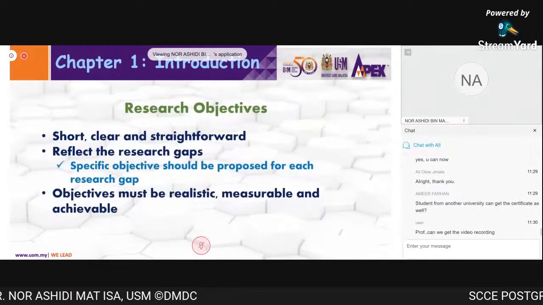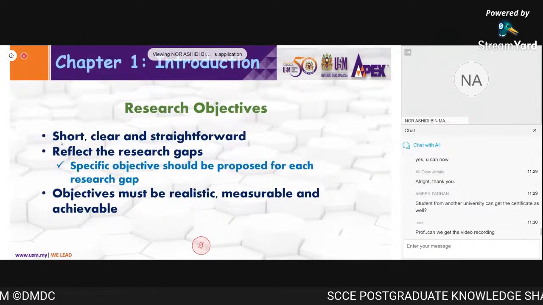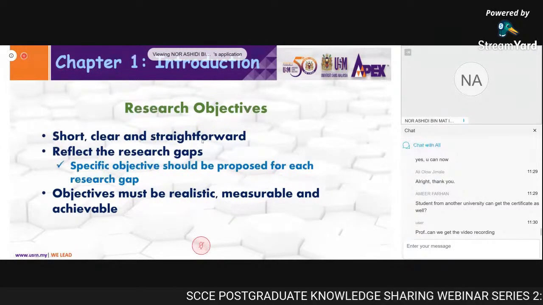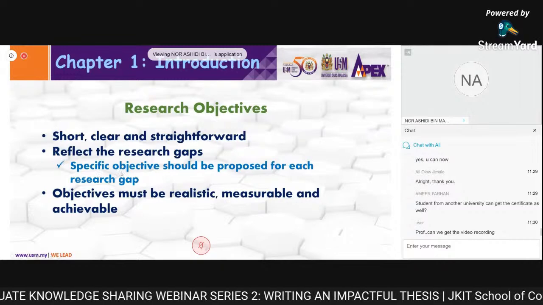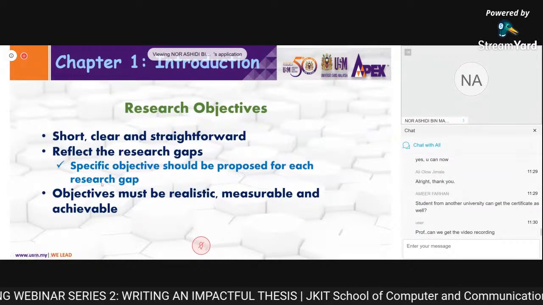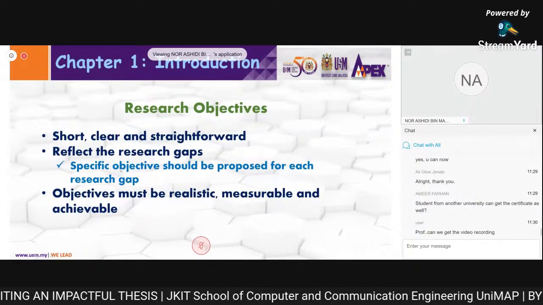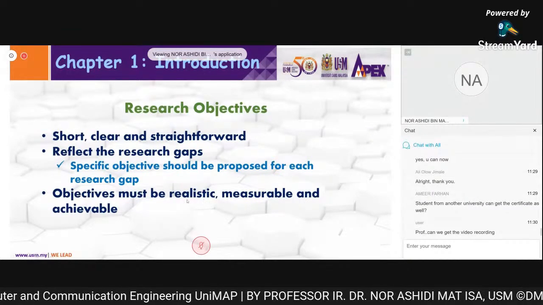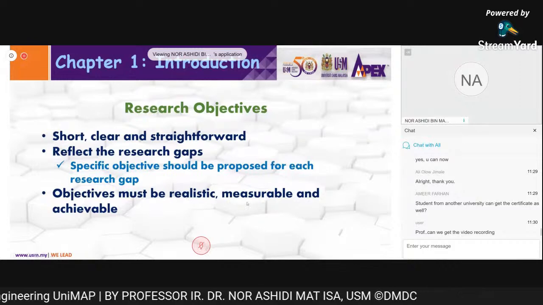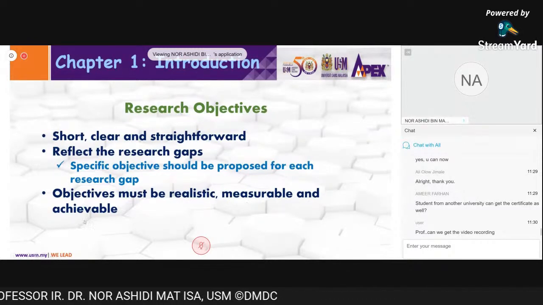Okay, so the research objective, as I mentioned, should be short, clear, straightforward, and reflect the research gap, and a specific objective should be proposed for each research gap. One objective, one research gap. Objectives must be realistic, not too ambitious, as I mentioned, measurable and achievable.